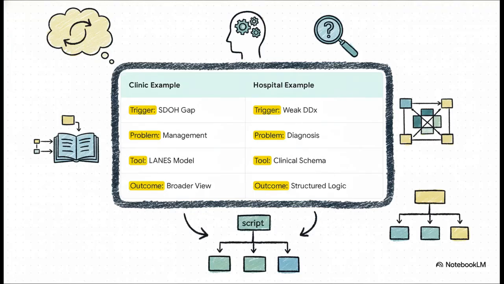And looking at them side by side really shows you the flexibility of this tool. In the clinic, the trigger was a gap in the management plan. So we used a communication tool, LANES, to give the learner a broader perspective. In the hospital, the trigger was a gap in diagnosis, so we used a cognitive tool, a clinical schema, to help them build structured reasoning. The context changes completely, but that 5-step script, it stays exactly the same.